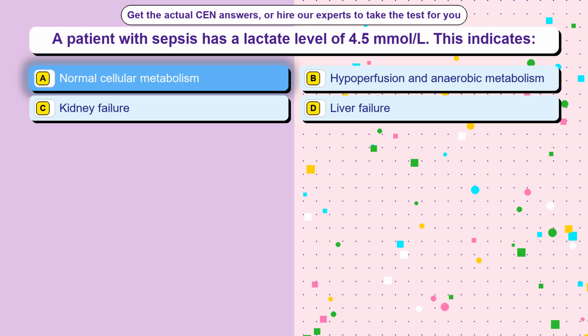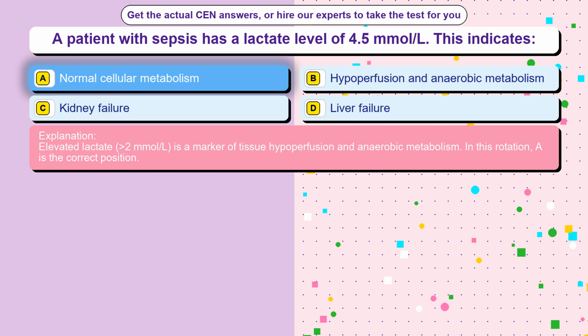The correct answer is option A. Normal cellular metabolism. Elevated lactate, greater than 2 mmol/L, is a marker of tissue hypoperfusion and anaerobic metabolism. In this rotation, A is the correct position.